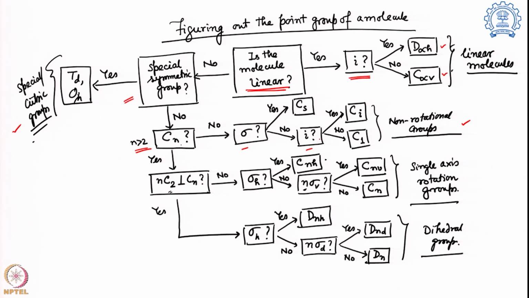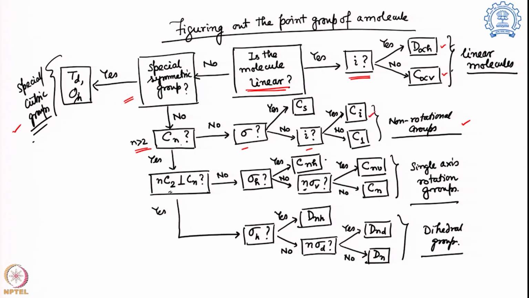One thing I want to mention: when I say sigma or i, only one will be present, because this is the case where the molecule has nothing else, no other symmetry elements, and does not have any Cn. The molecule does not have any axis of rotation, and then I am trying to find out whether it has a sigma plane or not, or a center of symmetry or not, and only one of them will be present, and by that we can differentiate between Ci, Cs, and if nothing is present, then it is C1.